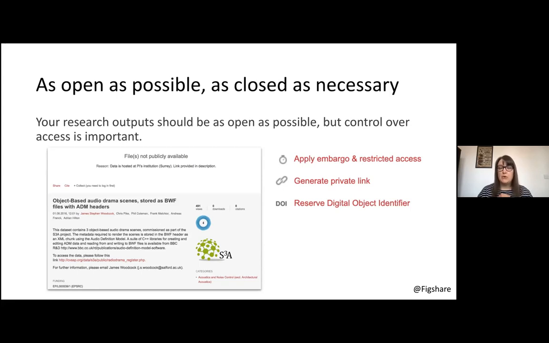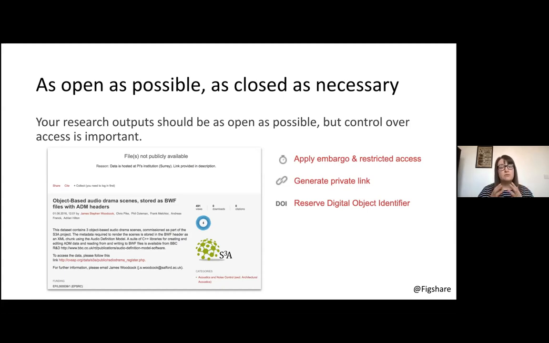When we generate a private link, we remove the author and the institution information. So it's just the rest of the metadata and the files, and you could use that for peer review. You also have the option to reserve a DOI. You don't have to do this in order to publish. We automatically mint a DOI as soon as you publish the item.